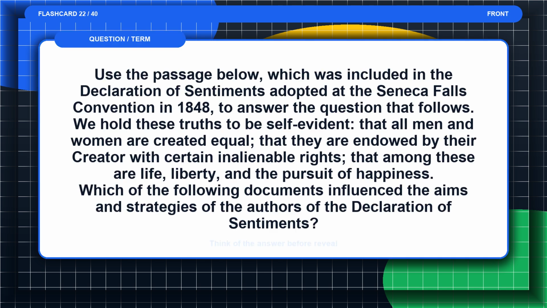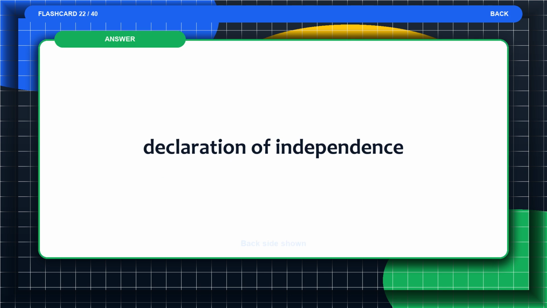Flashcard 22. Use the passage below, which was included in the Declaration of Sentiments adopted at the Seneca Falls Convention in 1848, to answer the question that follows. We hold these truths to be self-evident, that all men and women are created equal, that they are endowed by their Creator with certain inalienable rights, that among these are life, liberty, and the pursuit of happiness. Which of the following documents influenced the aims and strategies of the authors of the Declaration of Sentiments? Think of the answer before the reveal. The answer is Declaration of Independence.